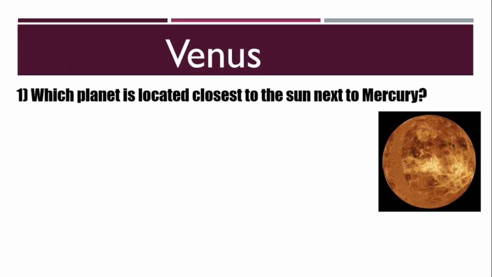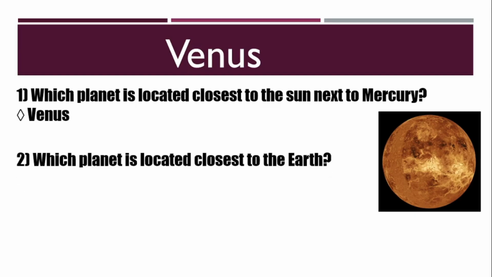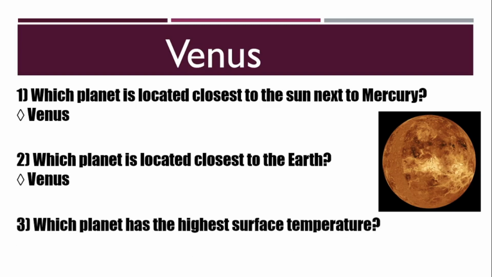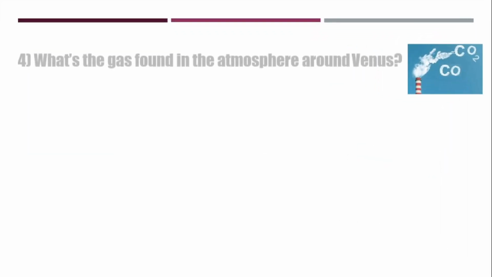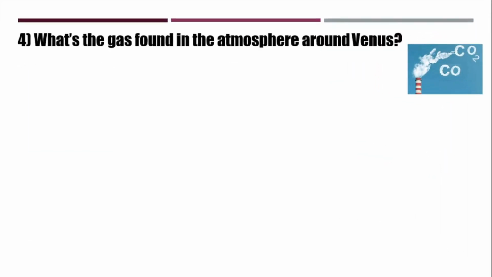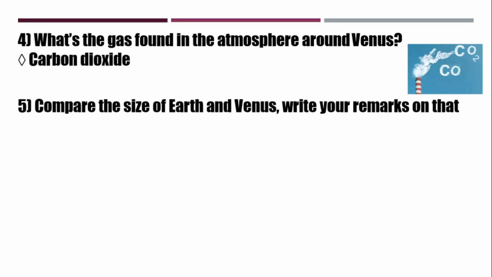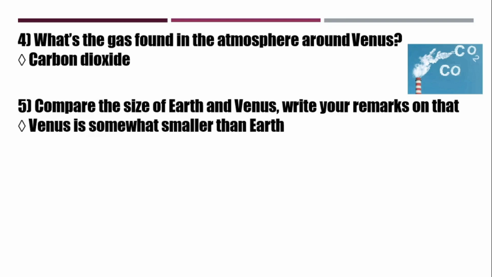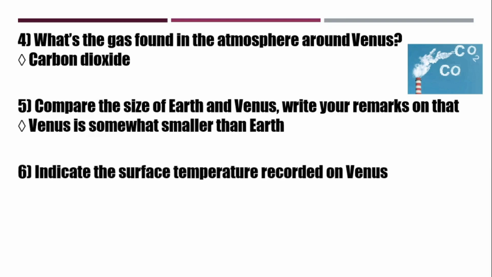Venus. Which planet is located closest to the Sun next to Mercury? The answer is Venus. Which planet is located closest to the Earth? The answer is Venus. Which planet has the highest surface temperature? Venus. What is the gas found in the atmosphere around Venus? Carbon dioxide. Compare the size of Earth and Venus. Write your remarks on that. Venus is somewhat smaller than Earth. Indicate the surface temperature recorded on Venus: 464 degrees Celsius.